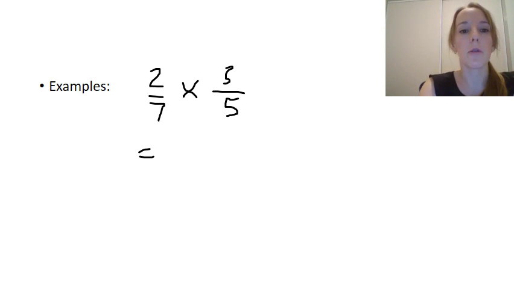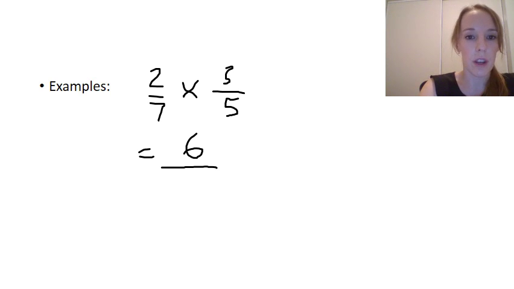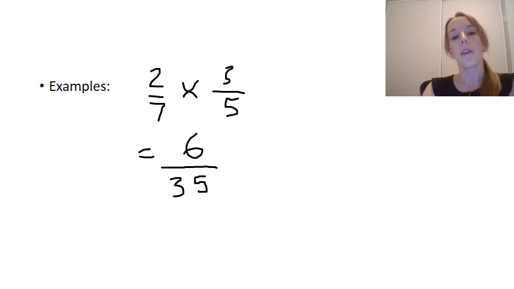So 2 times 3 is 6. 7 times 5 is 35. Okay, so can we simplify that any further? No, so that will be our answer there.